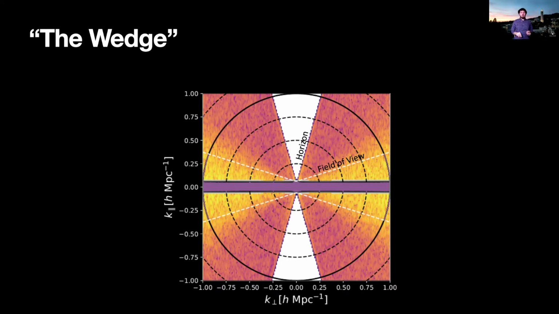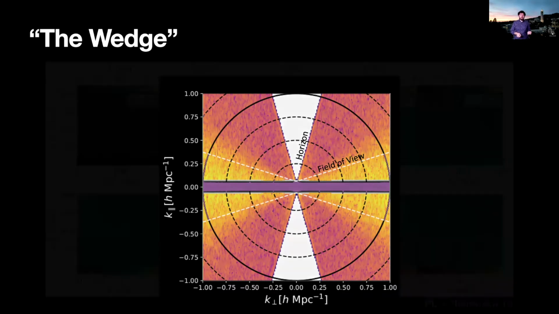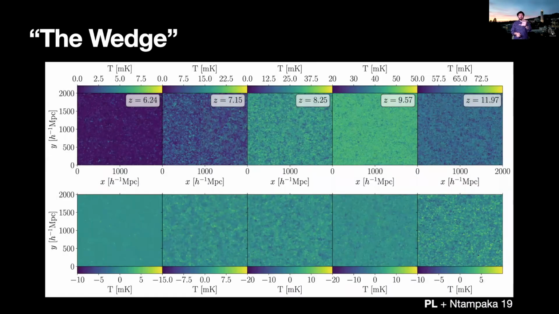So just to visualize what the wedge does to your data, the top row here is the output of some simulations that I've run. So it's the truth, in some sense, if you will, of what the 21 centimeter signal looks like according to the simulation. And then in the bottom row, I've applied a wedge filter to that data. So what I've done is I've removed all of the Fourier modes that have been contaminated. So all that's left is just that white region of Fourier space.